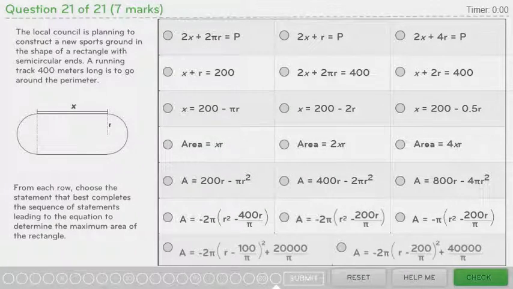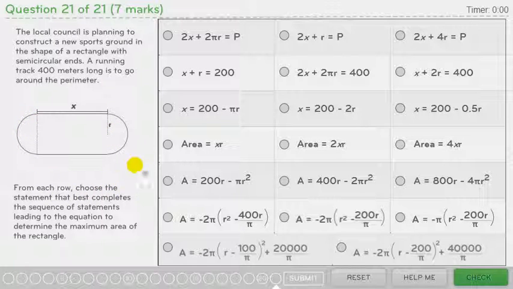In this question, we learned that the local council is planning to construct a new sports ground in the shape of a rectangle with semicircular ends. A running track, 400 meters long, is to go around the perimeter. So we'll have a 400-meter perimeter, a rectangle, and two semicircle ends.